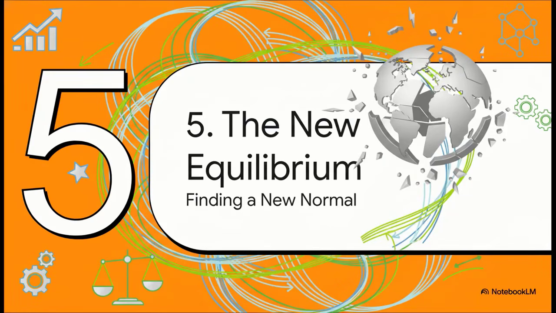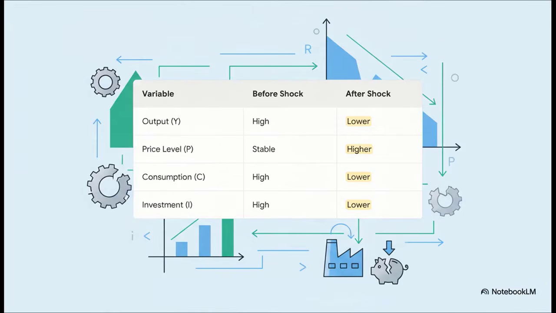So, all the dominoes have fallen. The dust has settled a bit. After all that, the initial shock, the chain reaction, where does the economy end up? What does this new normal actually look like? This table really gives us a stark before and after picture. And the outcome is pretty clear.